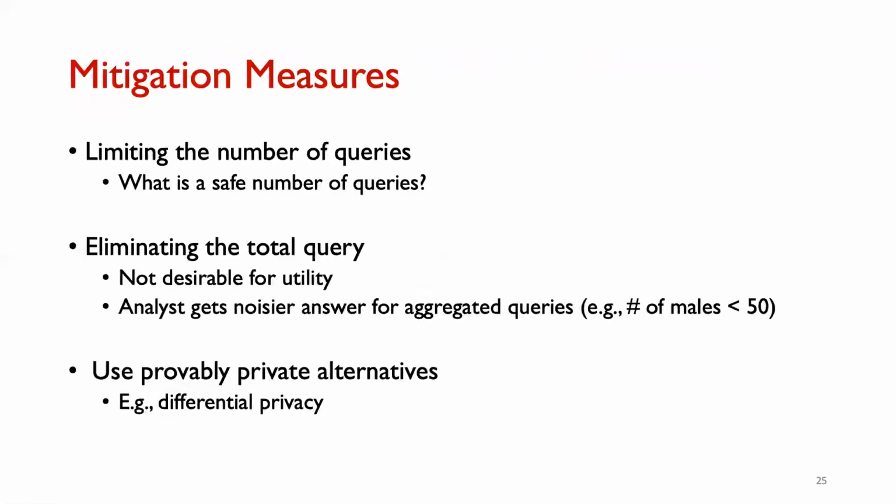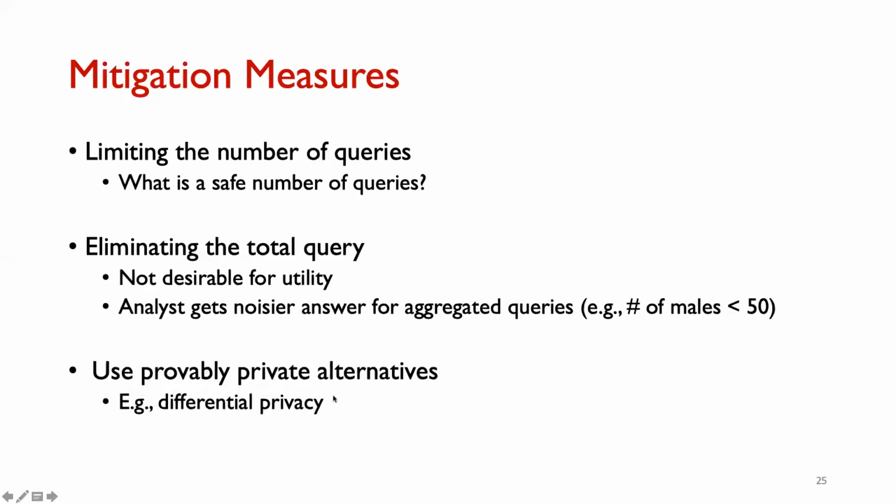So what are the mitigation measures? The first one that comes to mind is to limit the number of queries. However, it's not clear what is a safe number of queries. The other one is to eliminate the total query, in the sense that fresh noise should not be added to the total query. This was exploited by both of our attacks, so this makes sense. But this is not desirable for utility because the analyst would get noisier answers for aggregated queries. For instance, if the analyst is interested in the number of males less than 50.